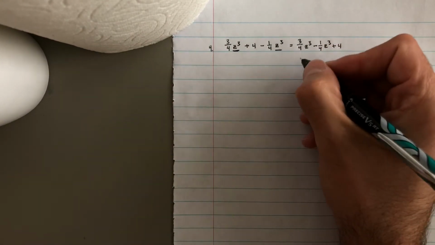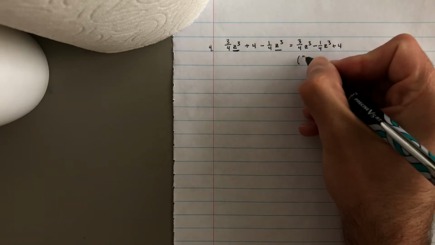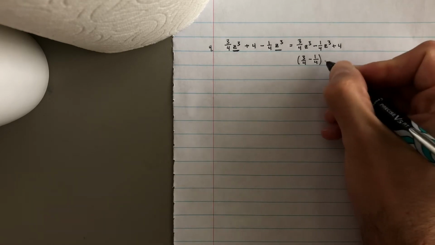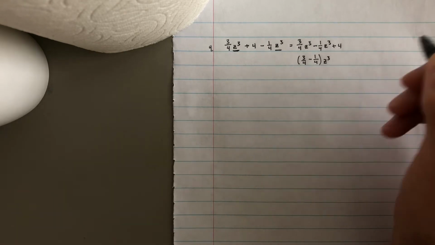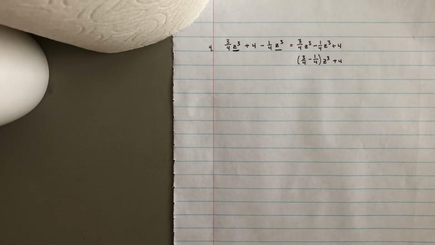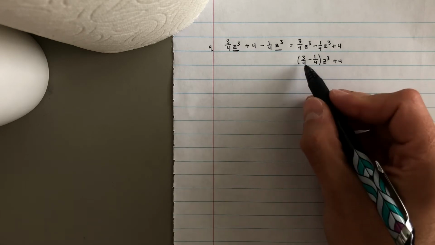And now I'm going to use the distributive property to take out that z to the 3rd so that I'm just looking at the fractions now, and the z to the 3rd is not in my way. So now I'm looking at 3/4 minus 1/4.